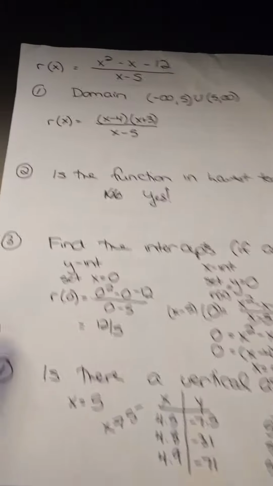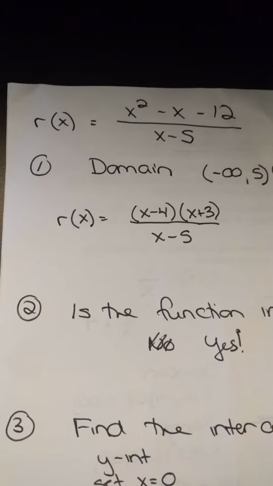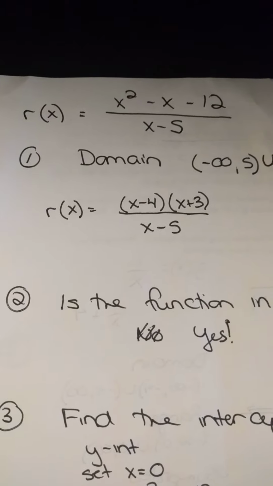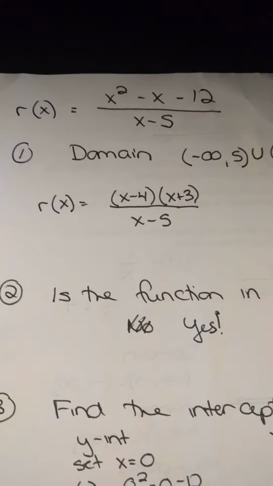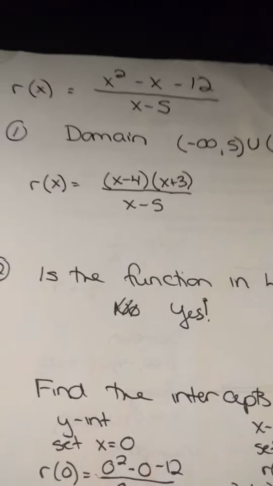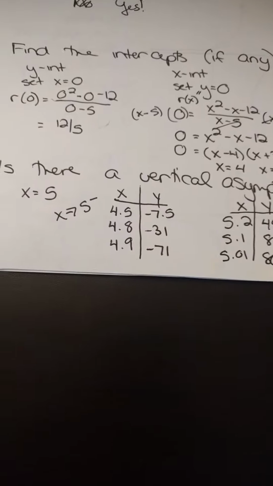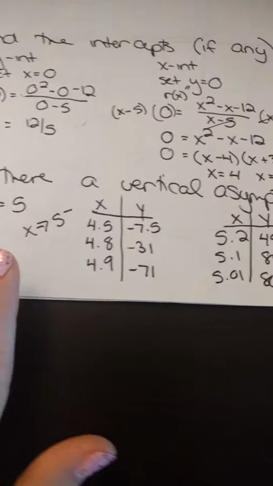Okay, so we're still working. This is the second half of the video for graphing the expression r of x equals (x squared minus x minus 12) over (x minus 5). At the end of the last video, we were talking about the vertical asymptotes. Okay, now we said there was a vertical asymptote at x equals 5.